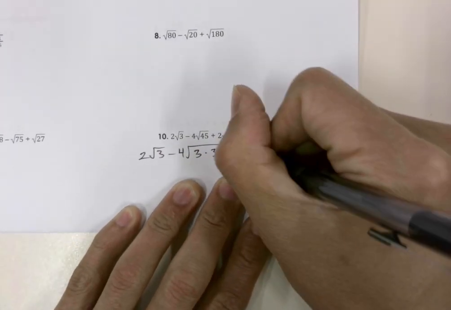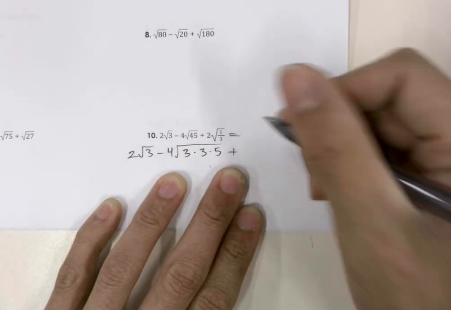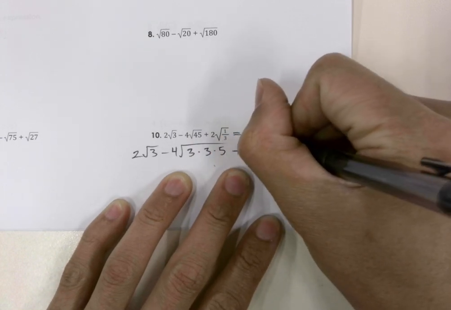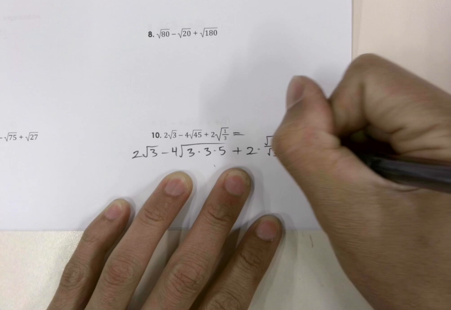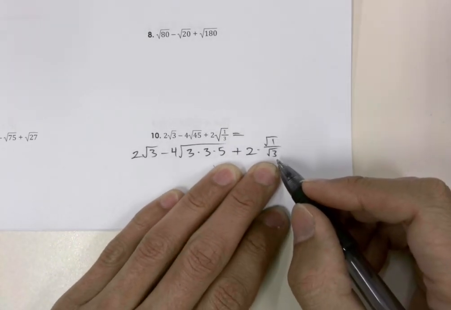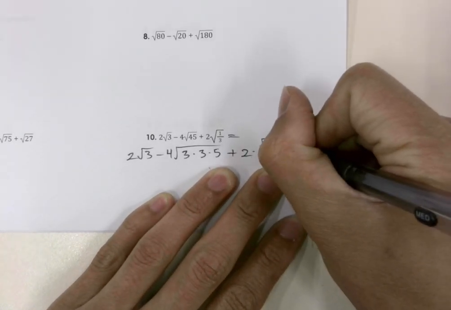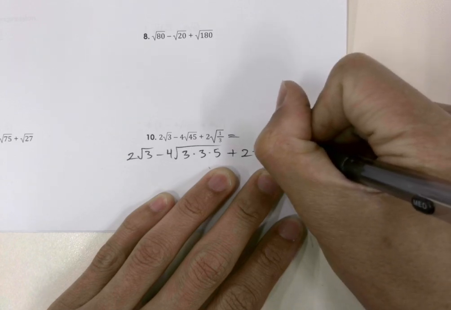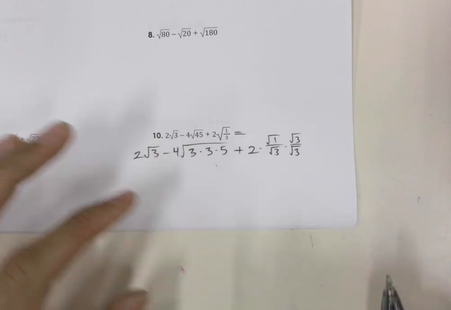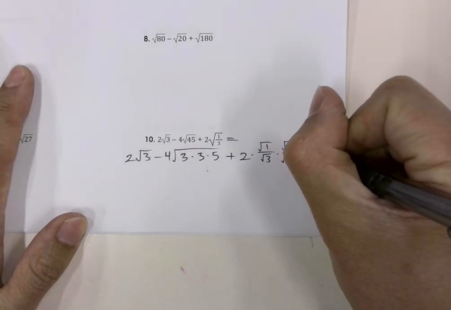Okay, so now what about the 2 square root 1/3? Well, we can apply the quotient rule. So we'll get 2 times the square root of 1 over the square root of 3. And to simplify this fraction, we need to have the denominator be a rational number. And we'll do that by multiplying this term by square root 3 divided by square root 3, right? Or 1. We can multiply a term by 1. That's just going to result in the same term. Right? So let's go ahead and simplify this.